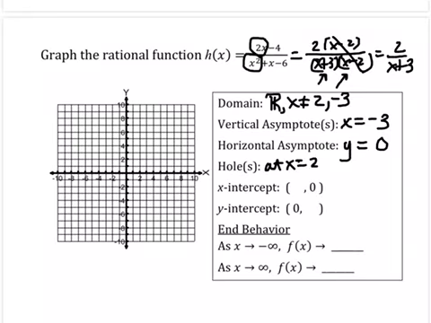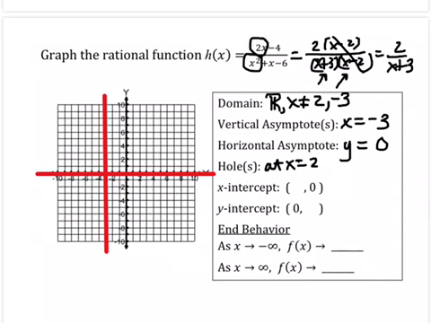All right, so let's get a couple of these things drawn in. So y equals 0 is going to be my horizontal asymptote. So right there. And x equals negative 3 is going to be my vertical asymptote. So remember, these are going to shape your graph. And then let's go ahead and find some x and y intercepts.